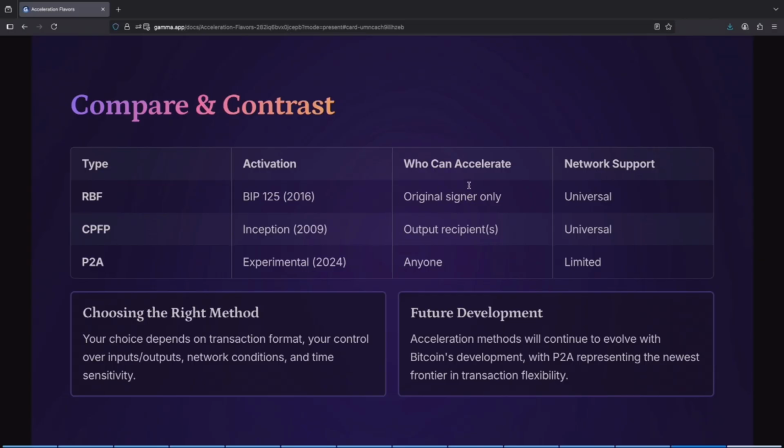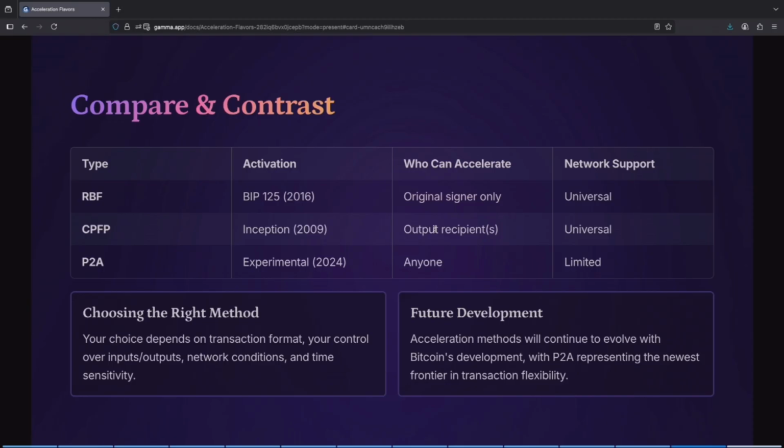Who can accelerate? Again, this is probably the biggest difference between these 3 methods. RBF, only the original signer can accelerate it. And again, if this is a multi-sig, this becomes a nightmare because you need to send a transaction again, get it signed by everyone in the federation, etc. CPFP, only the people that are recipients of the outputs can accelerate it. But P2A, anyone can accelerate these transactions. And again, network support for the first 2 is universal, while the last one is still sort of limited as it is experimental as of now.